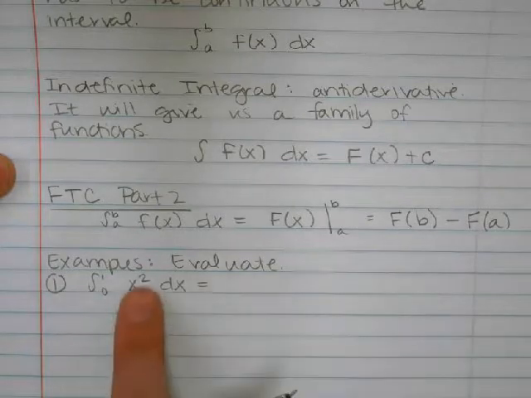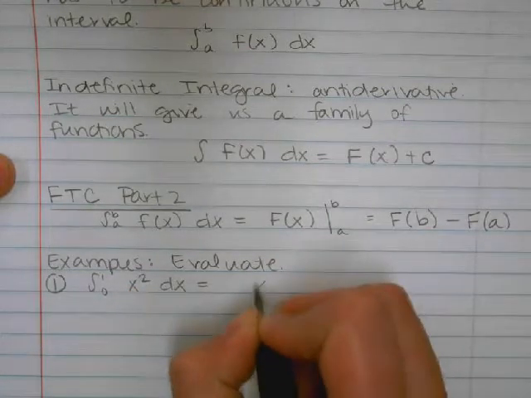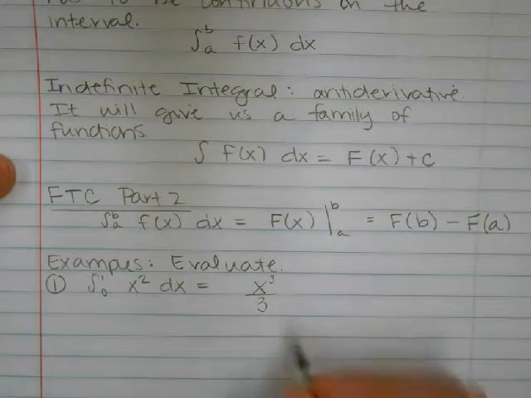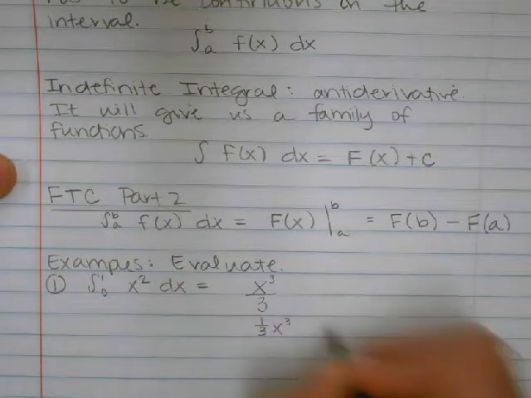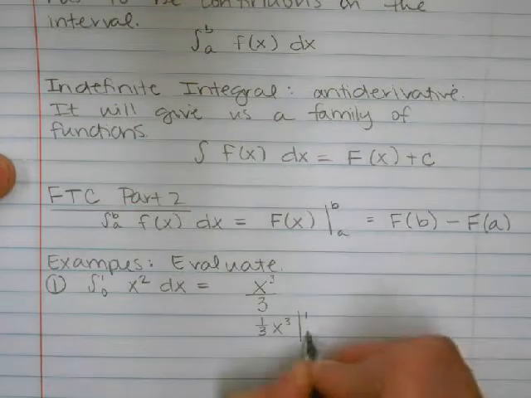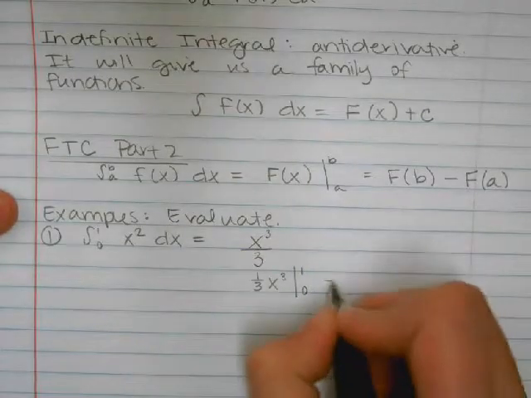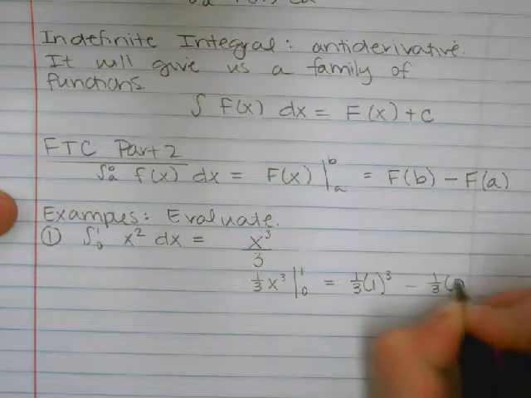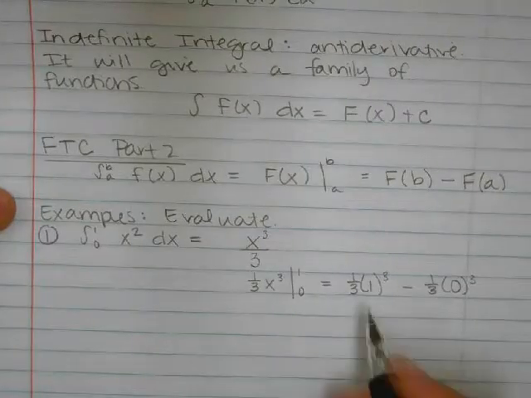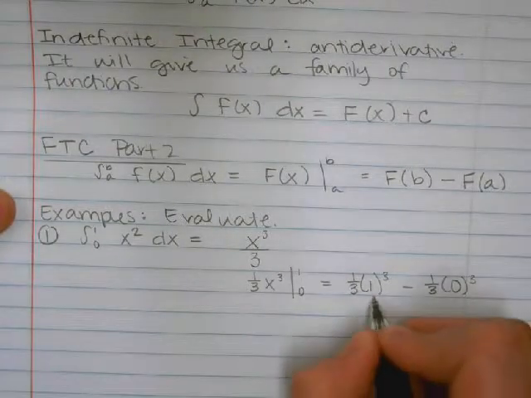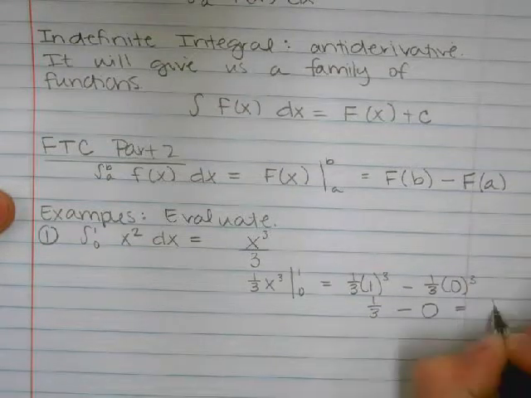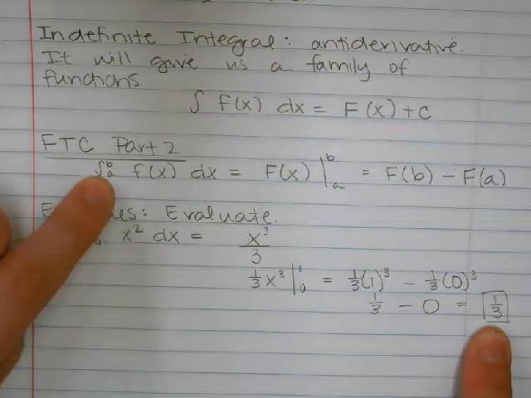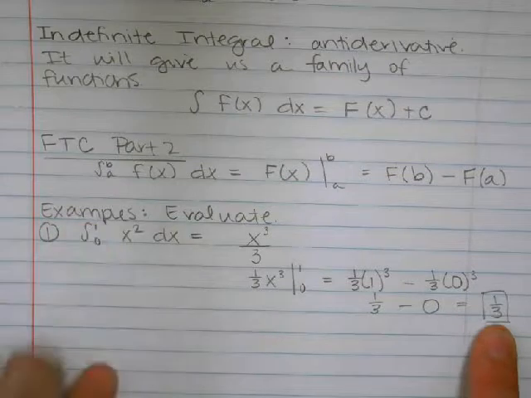Here, I need to add 1 to my exponent, so that would be x to the 3rd, and then I divide that by 3. My function is 1/3 x to the 3rd, and I am evaluating that at 1 and at 0, and subtracting those two things. So I have 1/3 times 1 to the 3rd power minus 1/3 times 0 to the 3rd power. That leaves me with 1/3 times 1 to the 3rd, which is just 1/3, minus 0, so that's 1/3. That means this definite integral, the area underneath the curve from 0 to 1, is 1/3 exactly.